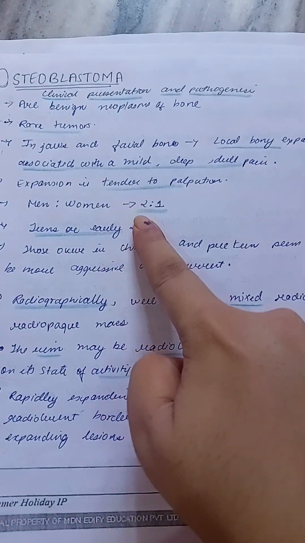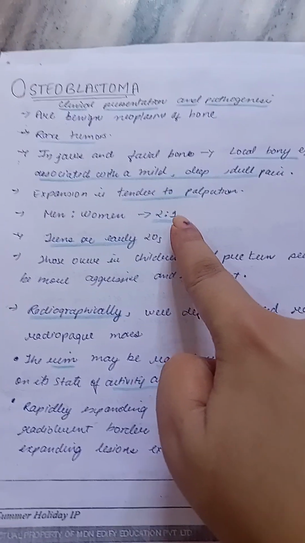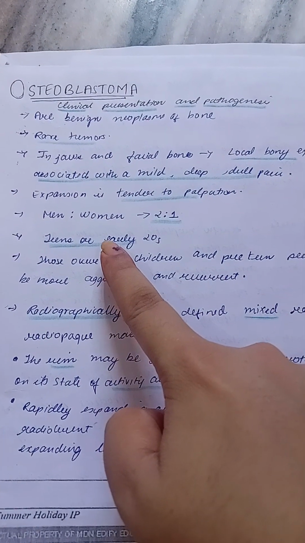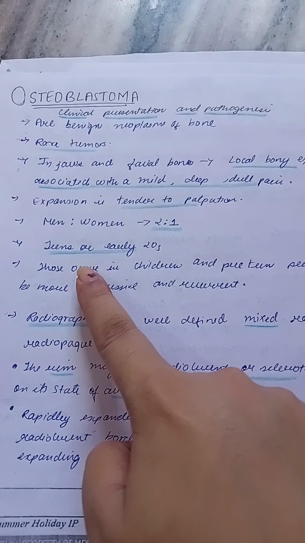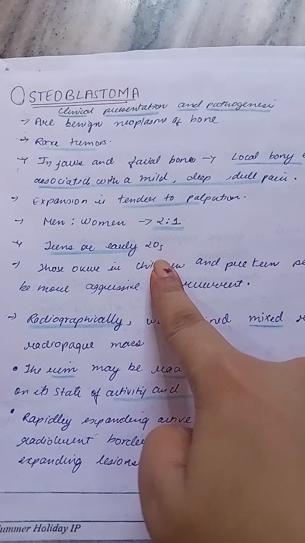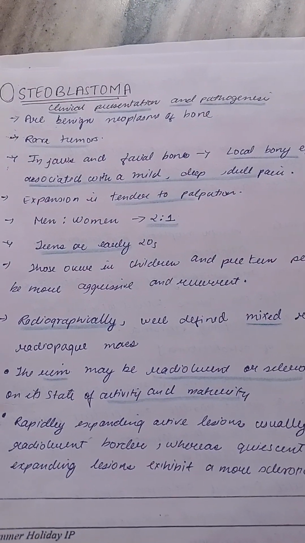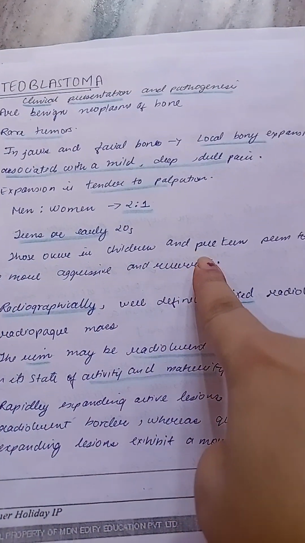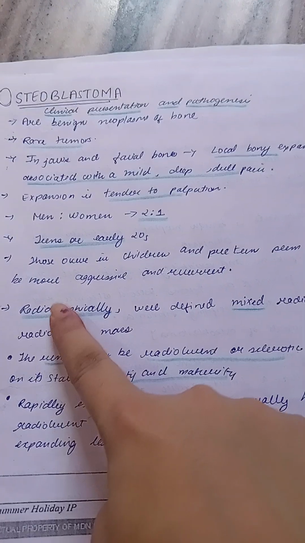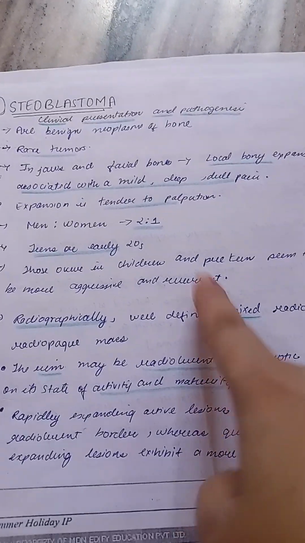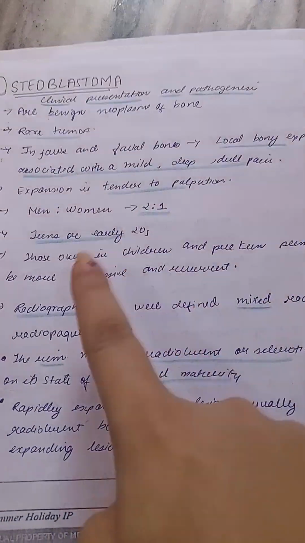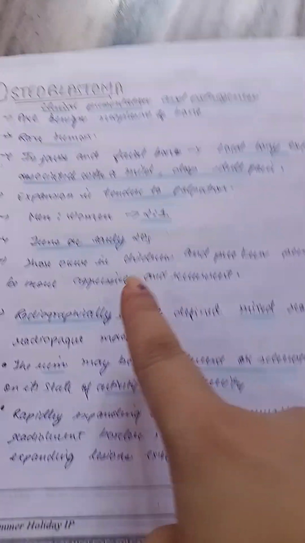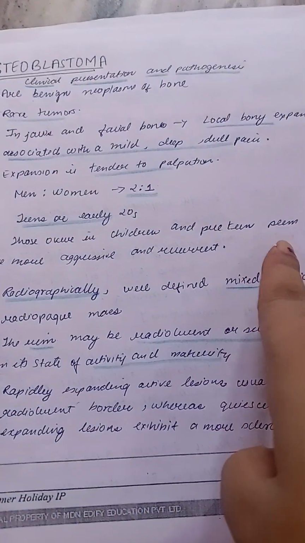Men to women ratio is 2:1. That means men are twice more affected than women. Mostly they are seen in teens or early 20s. Those that occur in children and preteens seem to be more aggressive and recurrent. Generally they occur in teen or early 20s, but if they occur in children and preteens, they are more aggressive and recurrent.